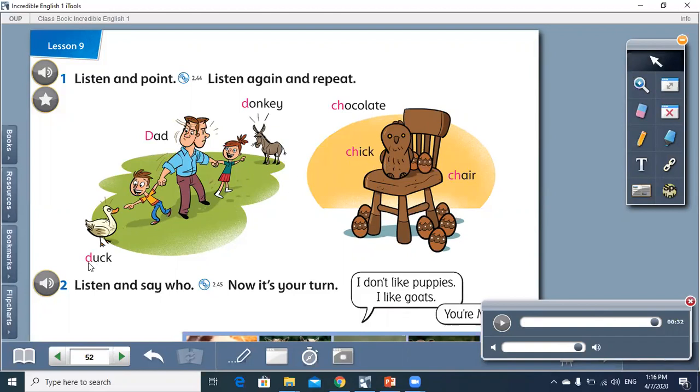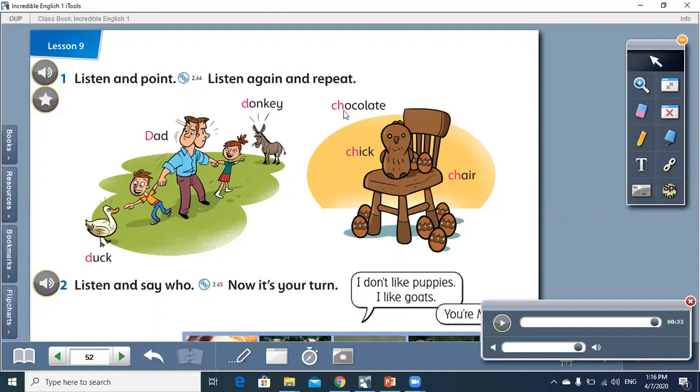Why do we say that? Because we have D-U, da, plus K, duck. Here we have D-A, da, plus D, dad. Here we have D-O, do, plus N, don, plus K, donk, plus E-Y, donkey.